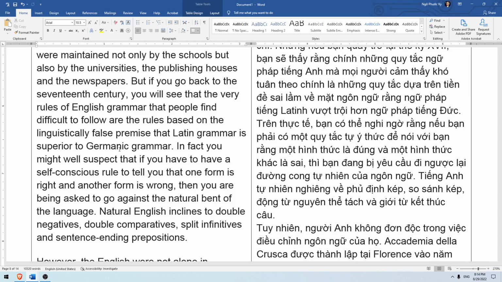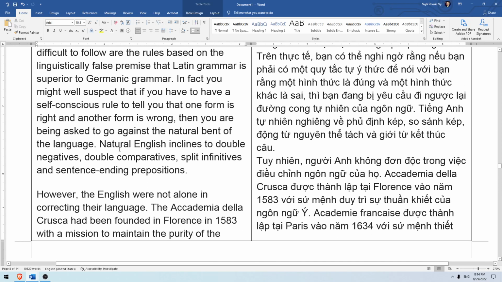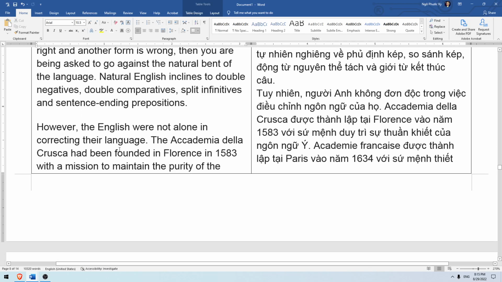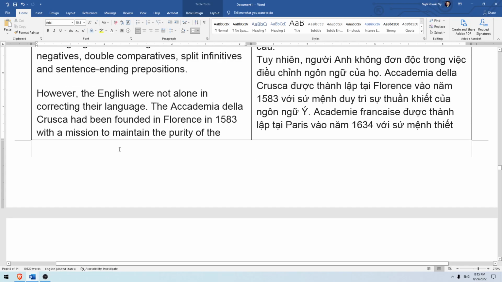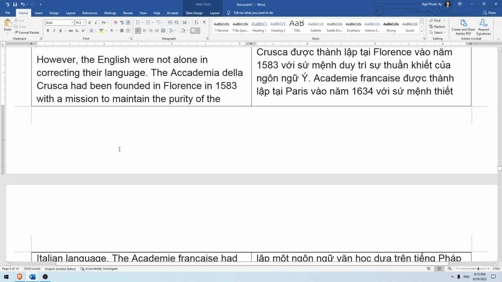But if you go back to the 17th century, you will see that the very rules of English grammar that people find difficult to follow are the rules based on the linguistically false premise that Latin grammar is superior to Germanic grammar. In fact, you might well suspect that if you have to have a self-conscious rule to tell you that one form is right and another form is wrong, then you are being asked to go against the natural bent of the language. Natural English inclines to double negatives, double comparatives, split infinitives, and sentence-ending prepositions. However, the English were not alone in correcting their language.